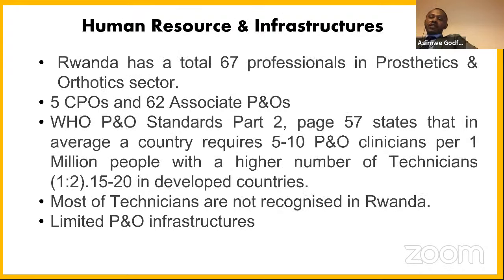In Rwanda, there are 67 professionals who graduated or are working in this sector. 5 of them are certified prosthetists-orthotists, most of them working with the university, and the other 62 are associate prosthetists-orthotists as designated by ISPO. According to the P&O standards designed by WHO, on page 57, an average country should have 5 to 10 P&O clinicians, those who work with the patients, for every 1 million people, and they should also be assigned technicians.